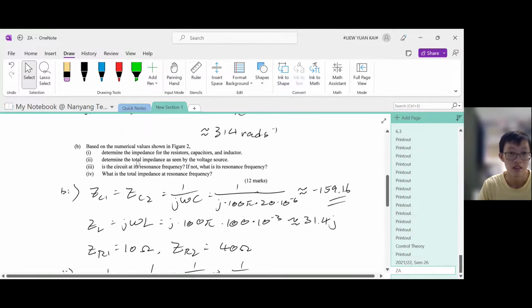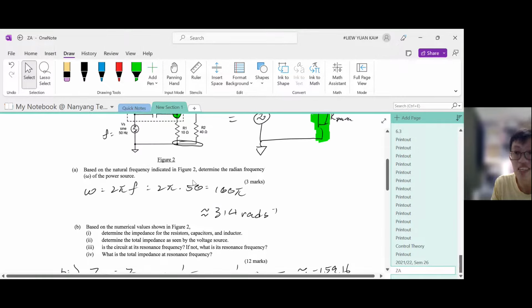Moving on to question 3. Is the circuit at resonance? If not, what is its resonance frequency? Now, what is the condition for resonance frequency in this question?